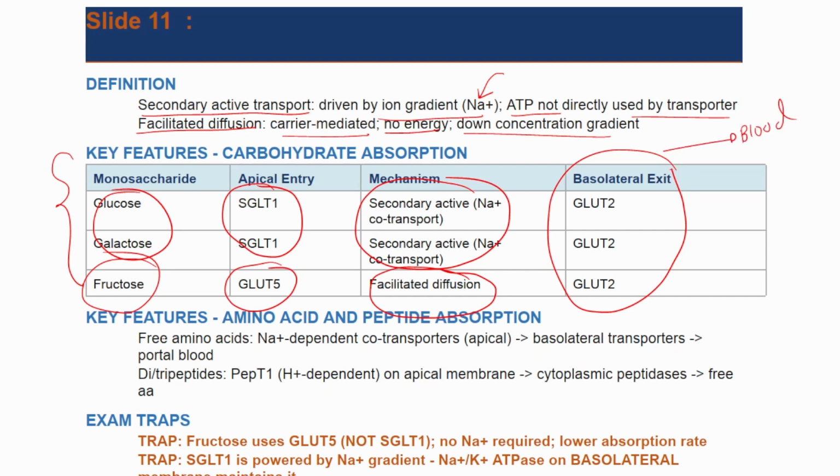Now coming to the amino acid part. Free amino acids rely on a sequence transitioning from apical sodium dependent co-transporters to basolateral transporters, dumping directly into the portal blood. Dipeptides or tripeptides utilize the apical PEPT1 transporter mechanism, which is proton dependent, or to be more precise, hydrogen ion gradient dependent, and it moves the di and tripeptides into the cytoplasm, where cytoplasmic peptidases break them into free amino acids, which are ready to be transported to the blood.